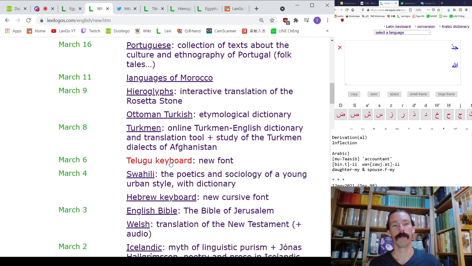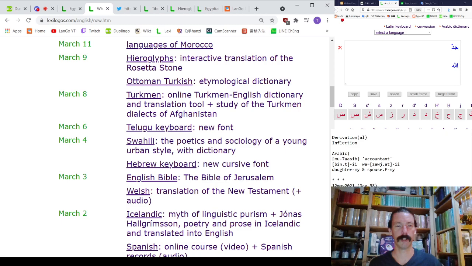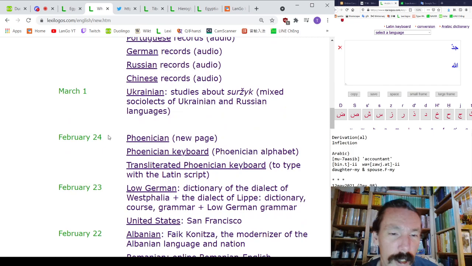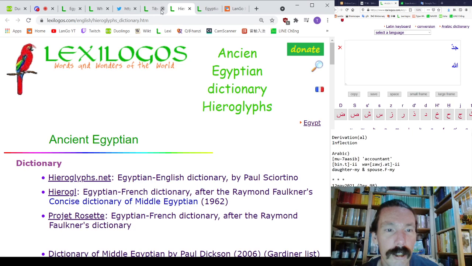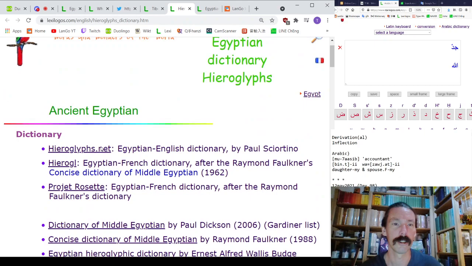Swahili Poetics and Sociology of a Young Urban Style with Dictionary. Sounds awesome. New cursive font for Hebrew. Oh, okay. This is nerd heaven. Yeah, it went ahead and opened it in a new tab. So if that's what... We want the Egyptian. I've already opened it. Yeah, it's in a new tab. Should be seeing it forthwith.